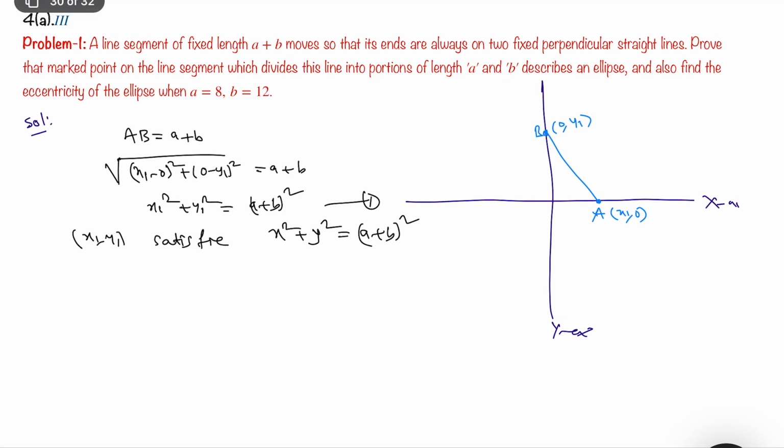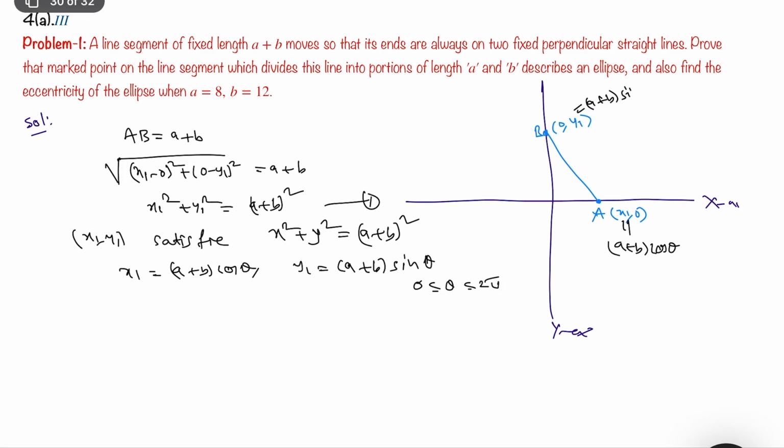Okay. Since we know the parametric form of the point on the circle with radius a plus b and center 0, 0, this x1 must be equal to (a plus b) cos theta for some theta, and y1 must be equal to (a plus b) sin theta. Here theta is anything from 0 to 2 pi. So x1 must be in this form, (a plus b) cos theta for some theta, and y1 must be equal to (a plus b) sin theta, same theta. Okay, fine.